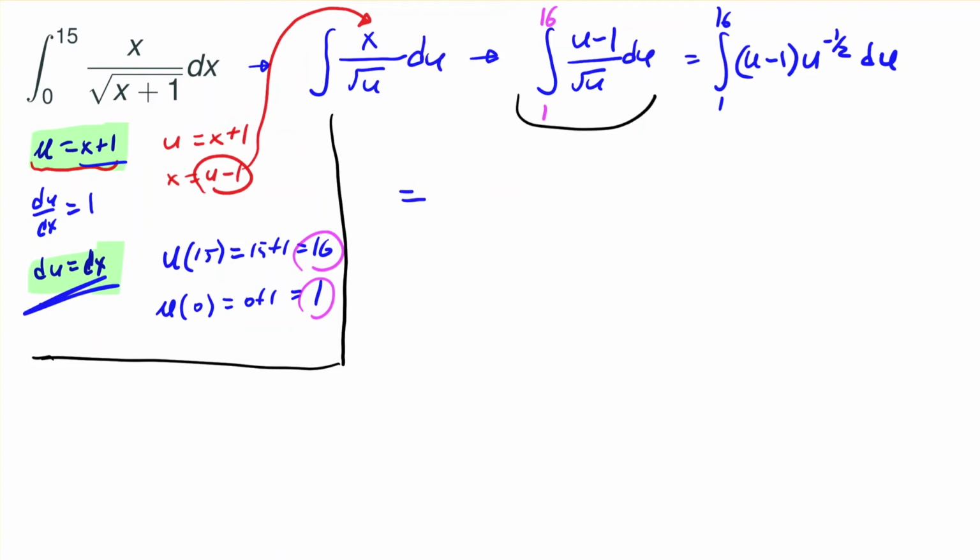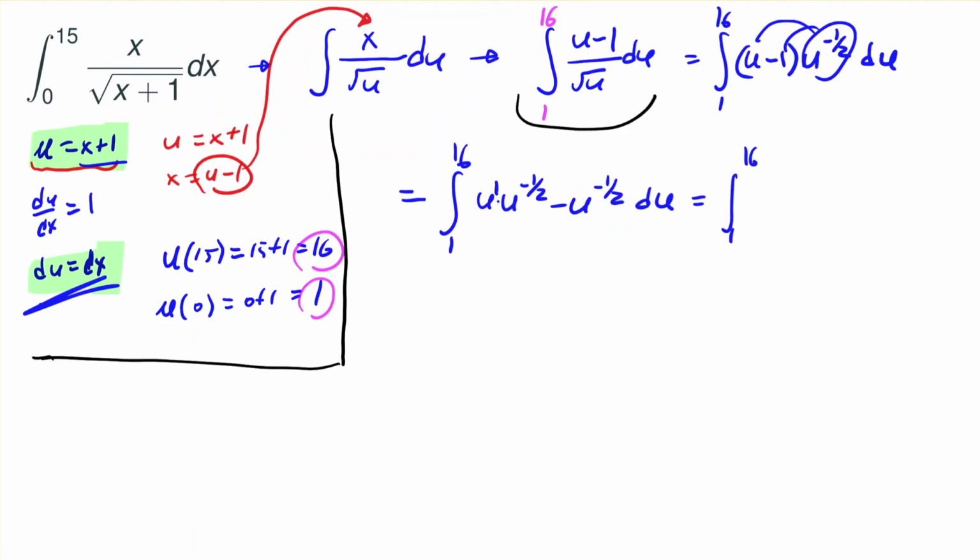So then we can distribute this here and here. So we have the integral from 1 to 16 of u times u to the negative half power minus u to the negative half power du. So this one is once implied, so we can add these exponents. u to the positive half power minus u to the negative half power du. So now we're ready to take the antiderivative.